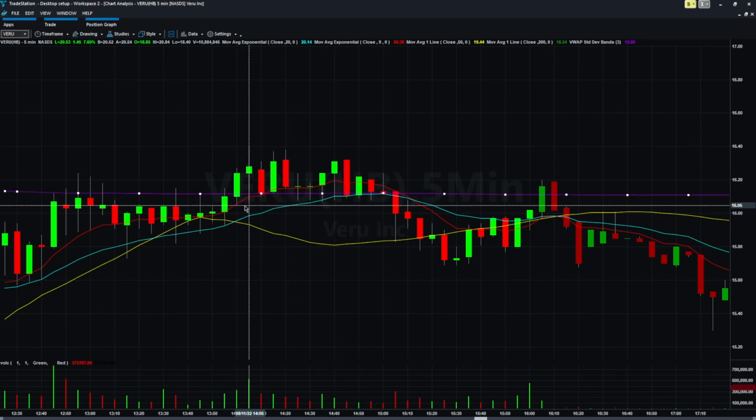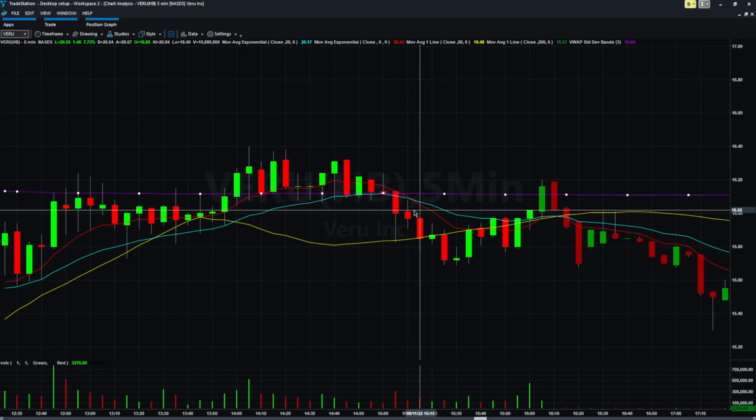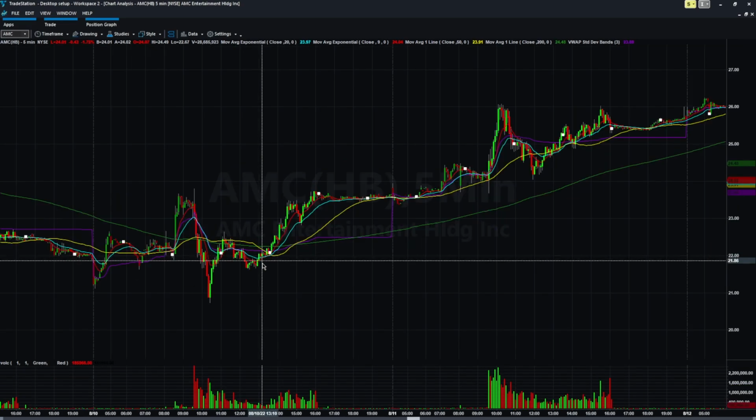Say the lower wick is 1605, and you set your stop at 1604, and it gets hit. You do take losses there, but it's minimal, and you're risking as small as possible. Another example here is AMC.